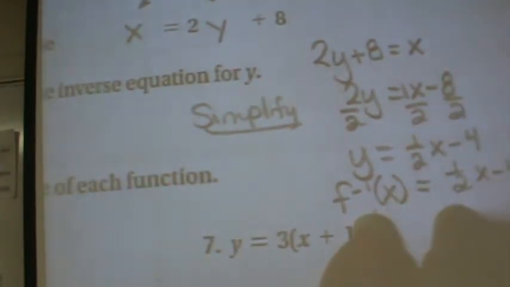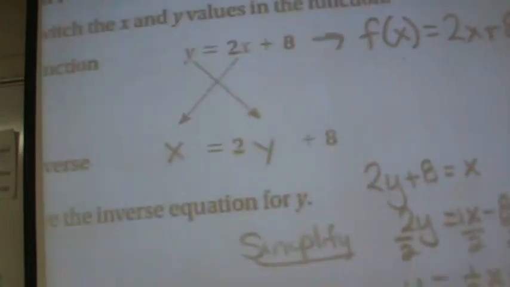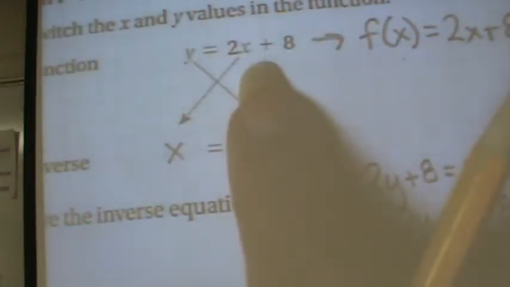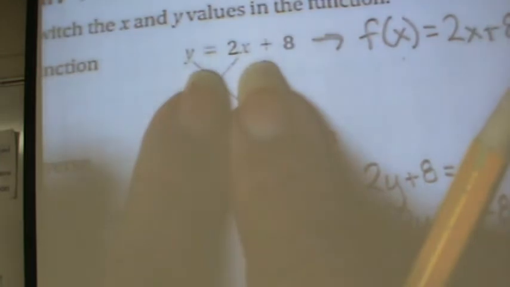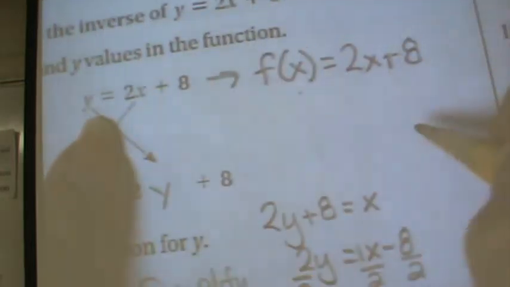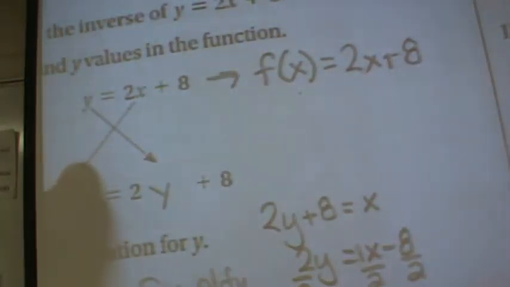Now, you can only use this notation if the inverse is a function. How do we know that this is going to be a function? Well, if we were to graph this, this passes what we call a horizontal line test. And remember the vertical line test? What is the vertical line test? How do you graph y equals 2x plus 8?